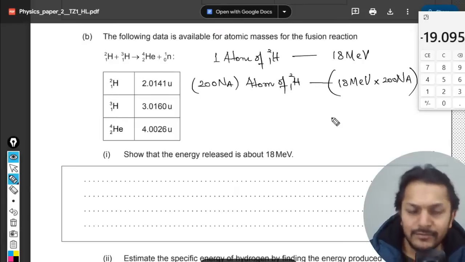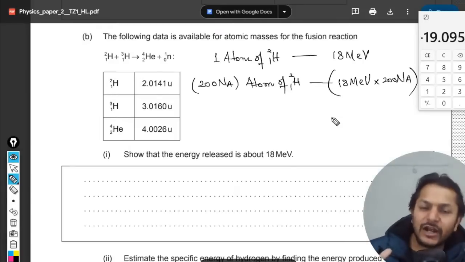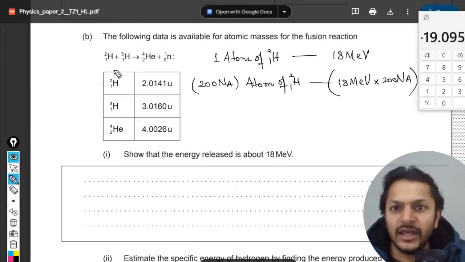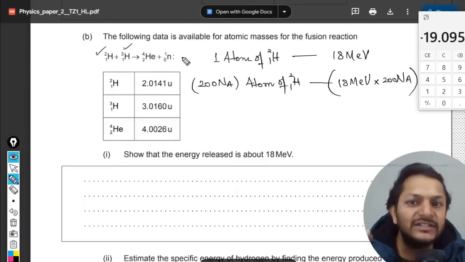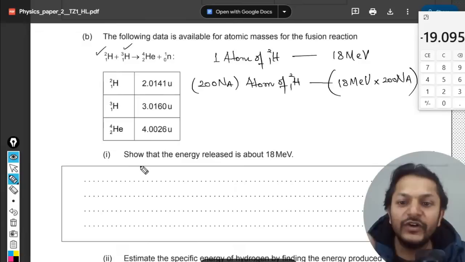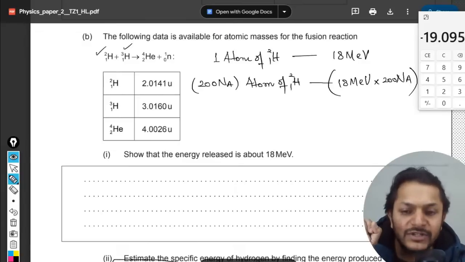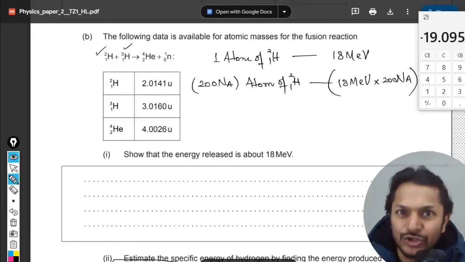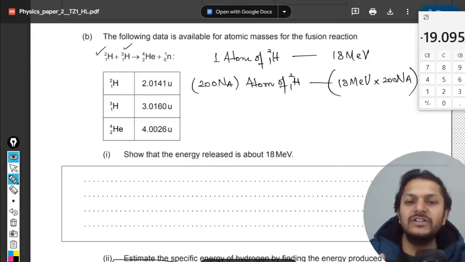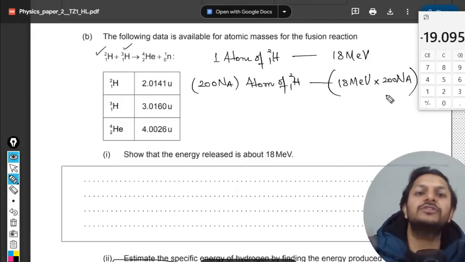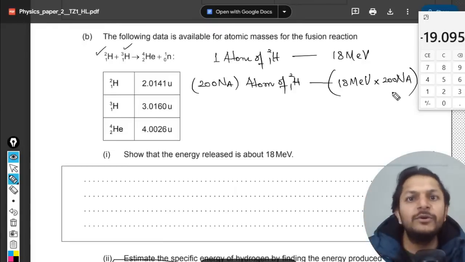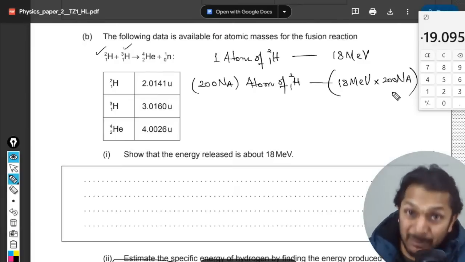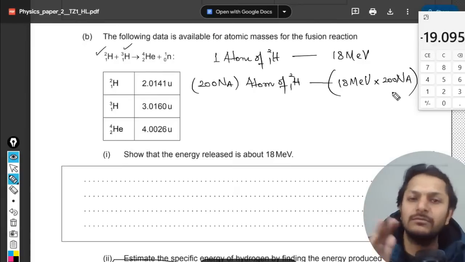Now, let me explain this thing again. This reaction talks about one atom of deuterium, one atom of tritium, and some energy is produced. So we have to first find how many atoms are there in 0.4 kg of deuterium, and then we will say these many atoms will be producing this much energy. One atom is producing 18 mega electron volt, two will be producing double of that, three atoms will produce triple of that. So this will be producing multiplied by this.